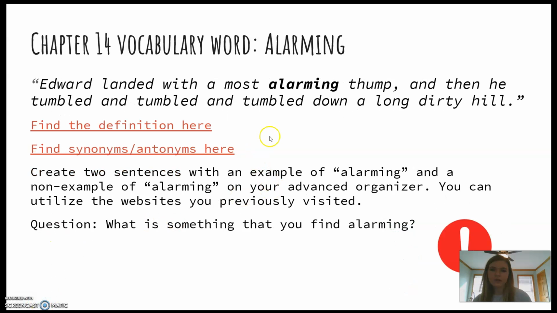And then we have the vocabulary word alarming. "Edward landed with a most alarming thump, and then he tumbled and tumbled and tumbled down a long, dirty hill." You're going to find your definition, your synonyms and antonyms. Then you're going to write your example and non-example sentences with the word alarming. And then answer the question in your journal, what is something that you find alarming?